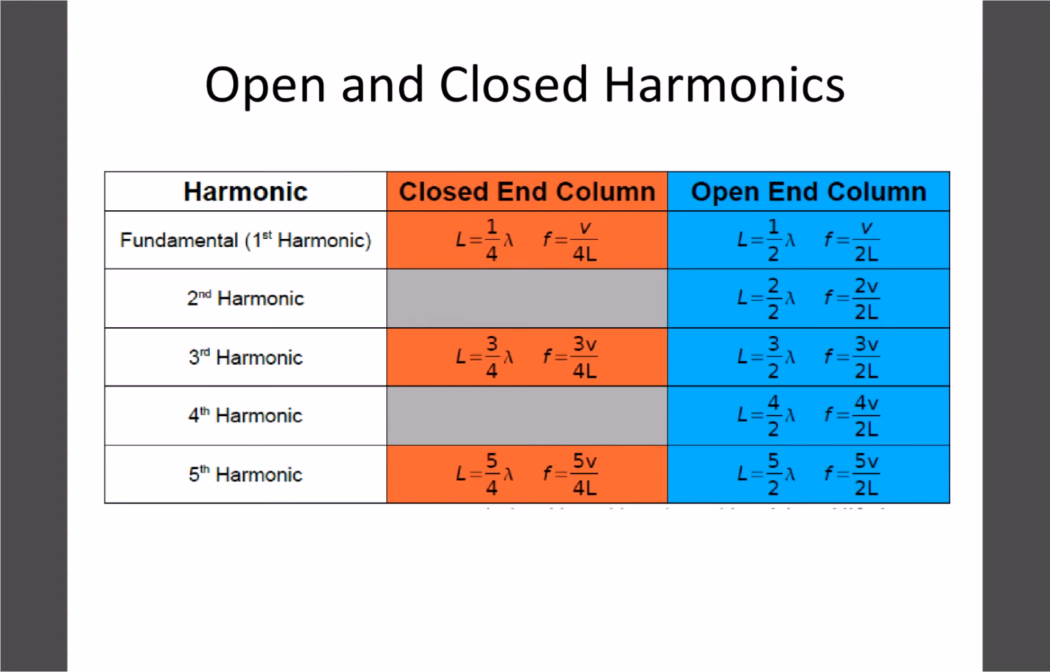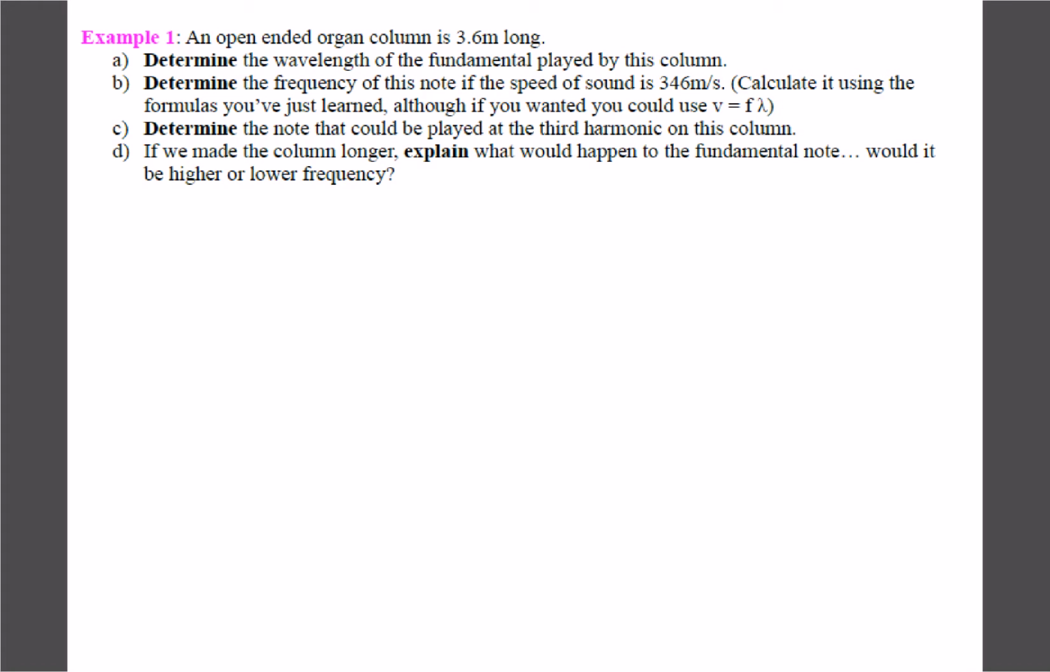So here's everything in sort of our chart. For open pipe, we have first harmonic as a half, second would be 2 halves, 3 halves, 4 halves, 5 halves, and so on. For closed, we skip every even number, so we have 1 quarter, 3 quarters, 5 quarters. And those formulas work pretty simple.